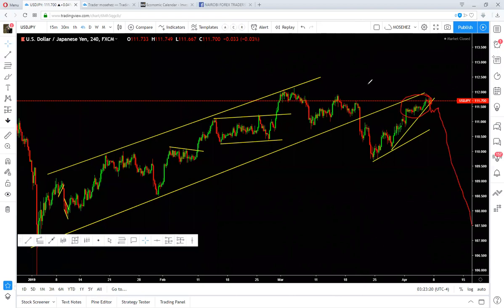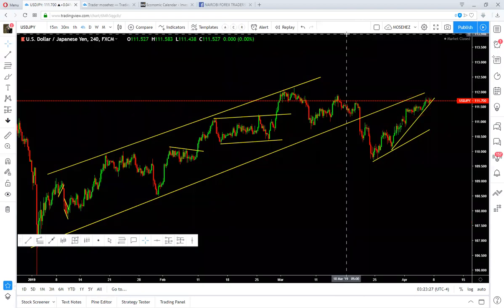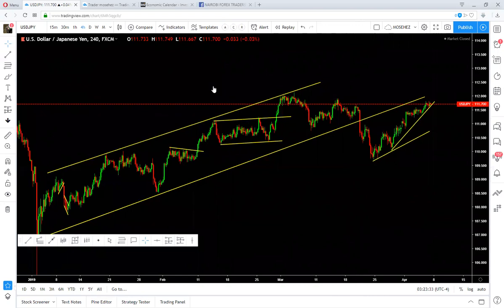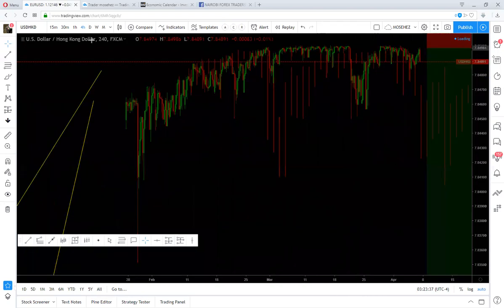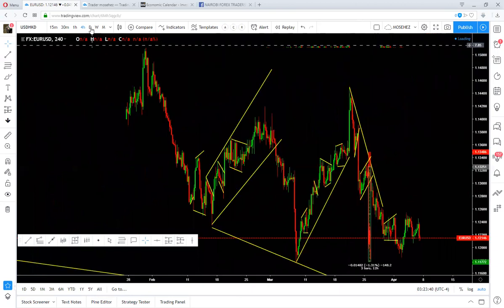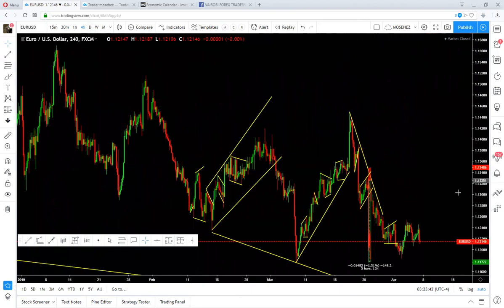These things are easy. As long as you can identify an impulse and a correction, you can trade the waves, and you will be able to do well. So this trade, we talked about it during the last week.